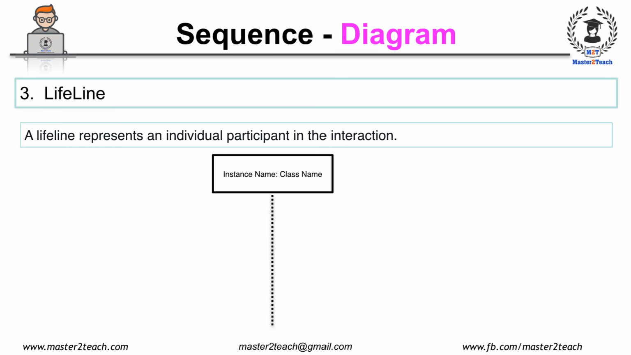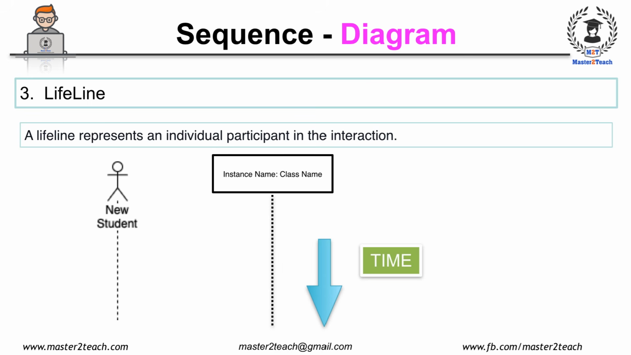It represents the passage of time as it extends downward. As the object is destroyed, the lifeline ends there. No two lifeline notations should overlap each other. A lifeline notation with an actor element symbol is used when the particular sequence diagram is owned by the use case.